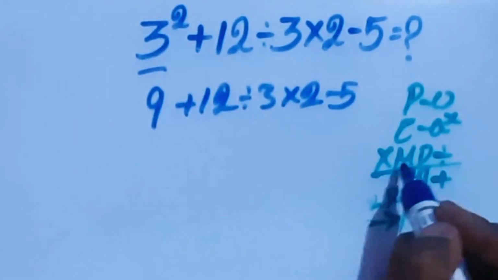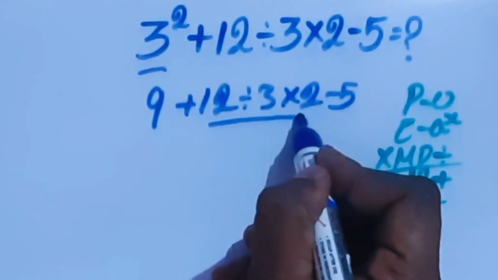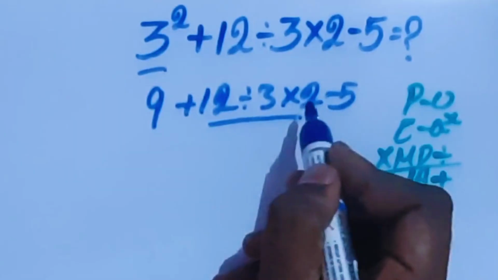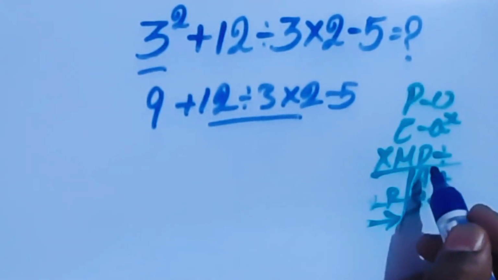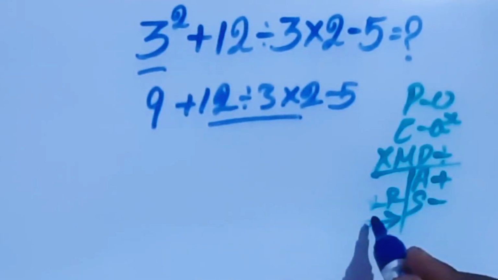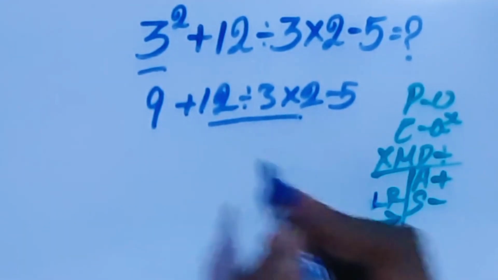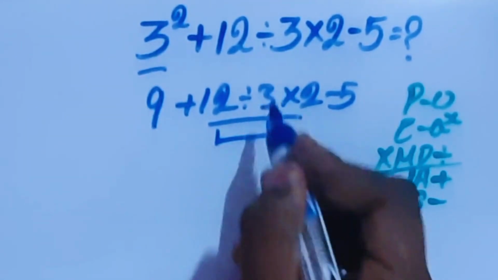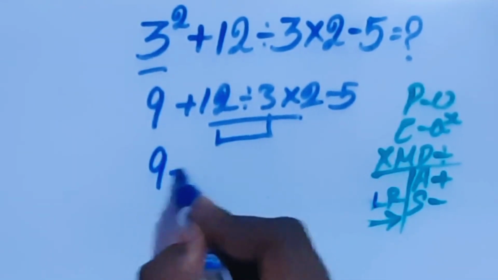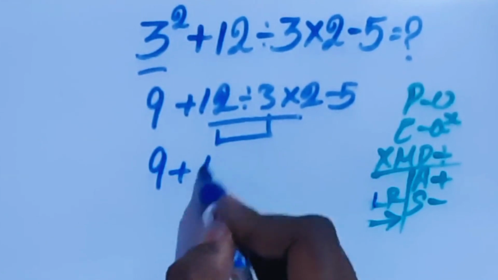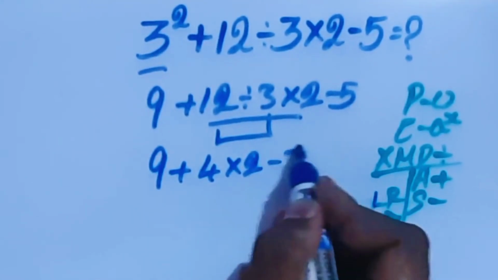Here the next priority is multiplication and division. Here we have division and multiplication. We have to do this division and multiplication before the addition and subtraction. Here multiplication and division are equal priority. For equal priority, we have introduced this left to right rule. Here left to right is 12 divided by 3. We have to do this 12 divided by 3 before any other operation. So 9 plus 12 divided by 3 is 4 times 2 minus 5.